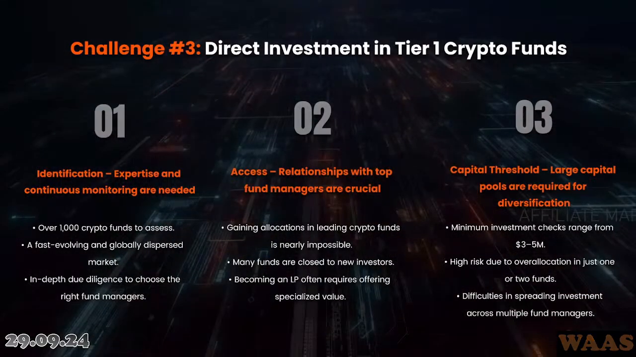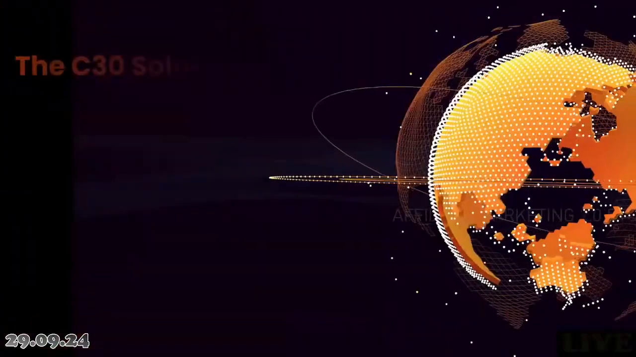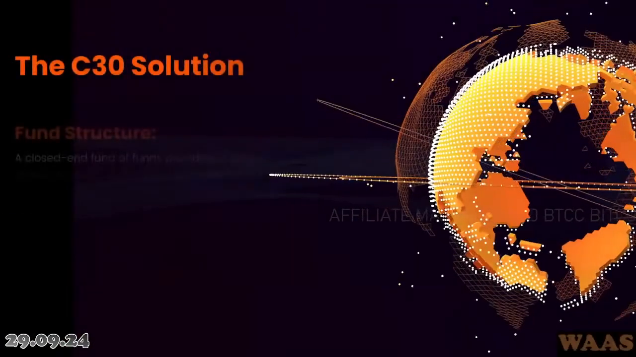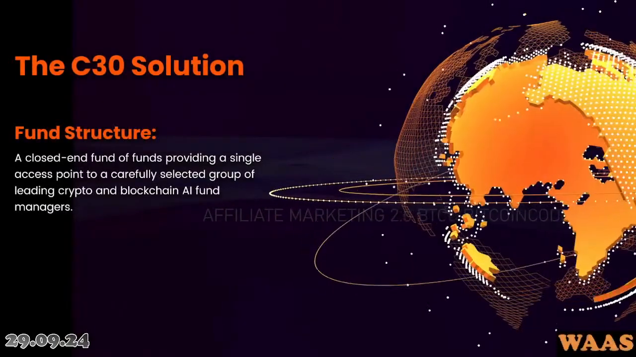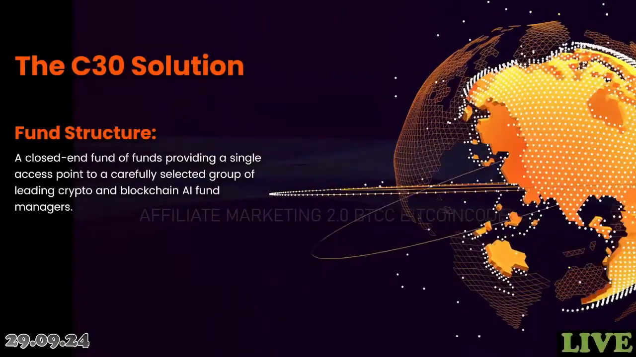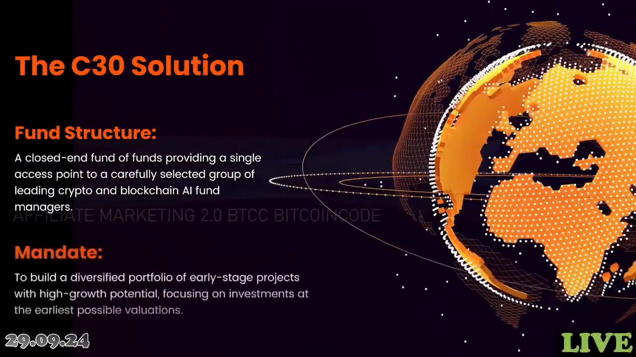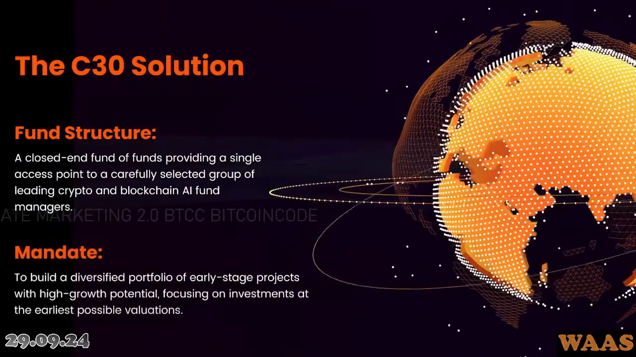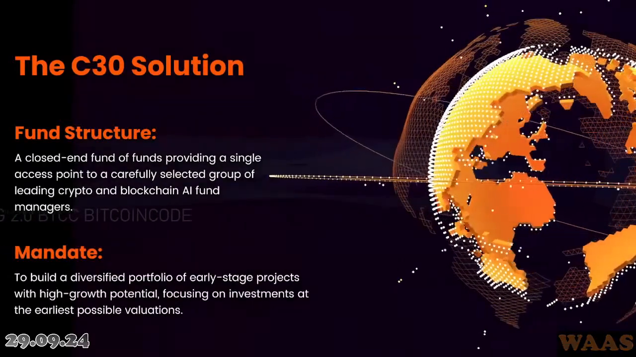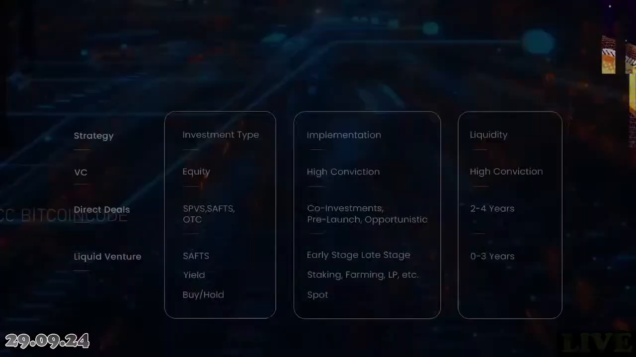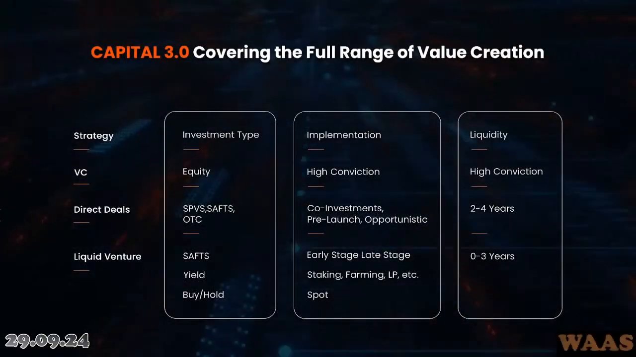The C3O solution. Fund structure. A closed-end fund of funds providing a single access point to a carefully selected group of leading crypto and blockchain AI fund managers. Mandate. To build a diversified portfolio of early-stage projects with high growth potential, focusing on investments at the earliest possible valuations. Here is a matrix illustrating Capital 3.0, covering the full range of value creation.